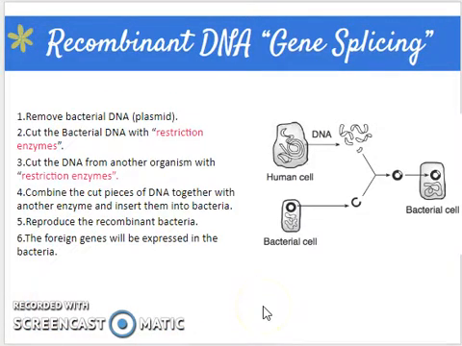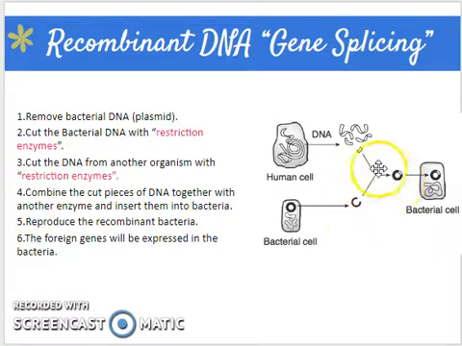To make recombinant DNA, a scientist must first remove the DNA from a bacteria cell. Bacteria DNA is called a plasmid, and it is in a circle, unlike human DNA, which is in a double helix. The scientists will use restriction enzymes that cut a specific piece out of the bacteria DNA. Next, the scientists will isolate a gene that they want in human DNA and use a different restriction enzyme to cut out that specific gene.